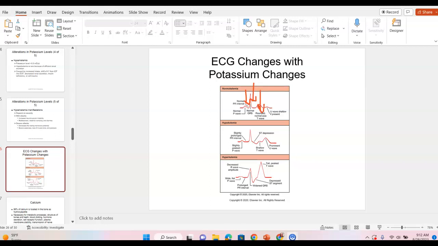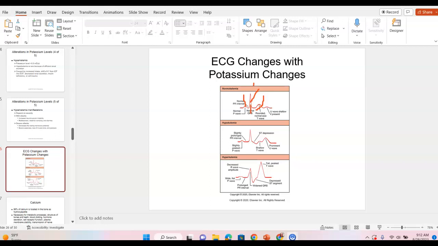And basically what that means, let me erase that, hold on, is with the P wave, the atria contract. With the QRS, the ventricles contract. And then this is where the ventricles reset. And then the atria actually reset during the QRS complex.